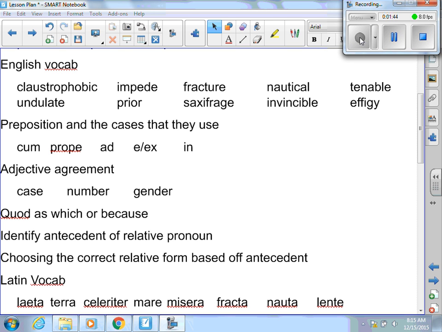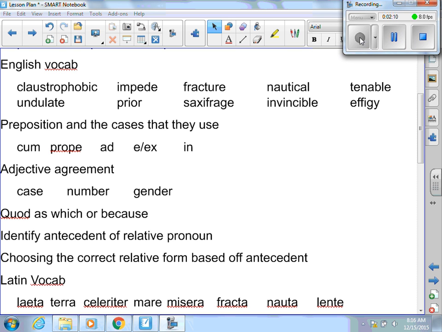Prepositions in the cases that they use, you're still going to have some of these prepositions. They're going to ask you to determine whether it's ablative or accusative for its object of preposition. For example, cum takes the ablative, prope takes the accusative, ad takes the accusative, ex takes the ablative, in can take either one. Make sure you go through that list of prepositions that you had from last stage and determine whether or not they take the accusative or ablative.